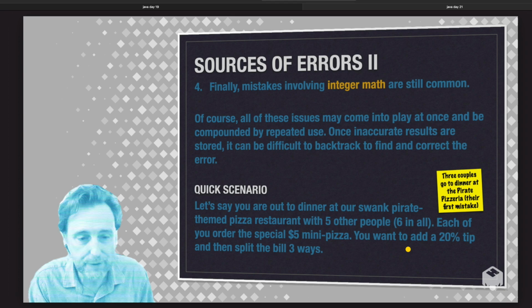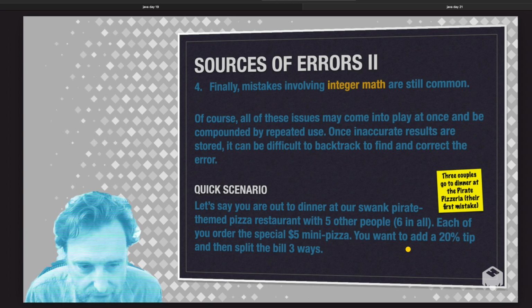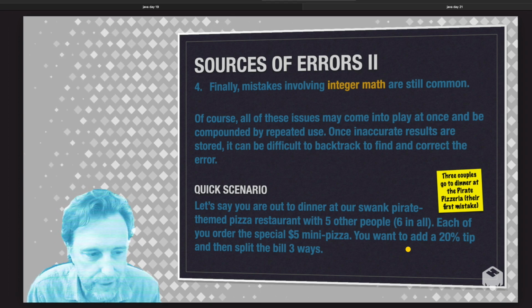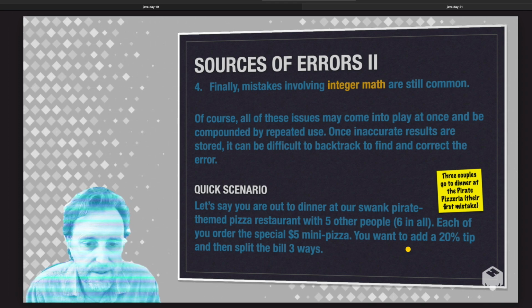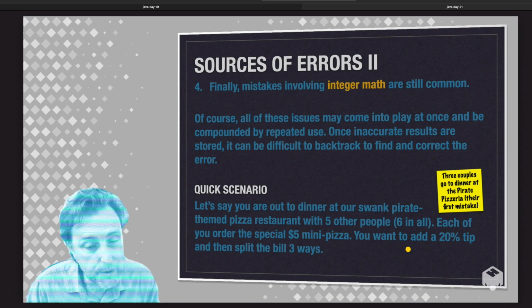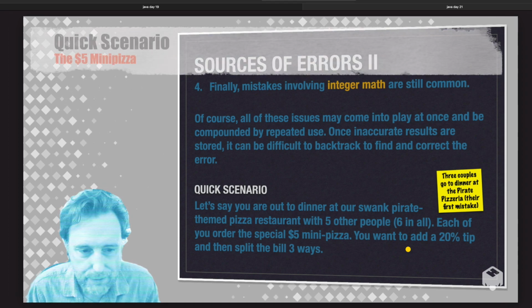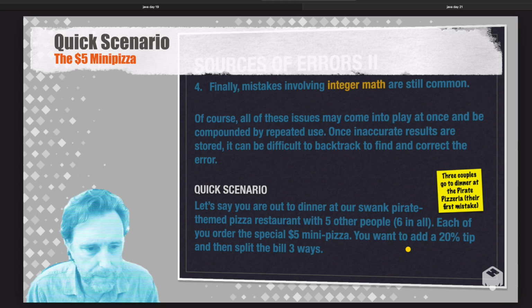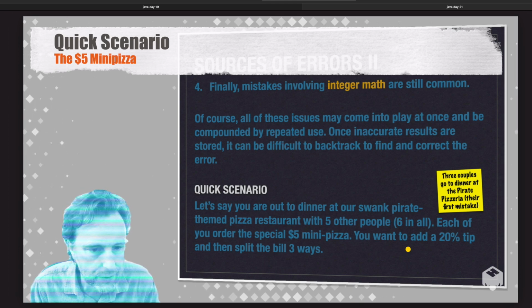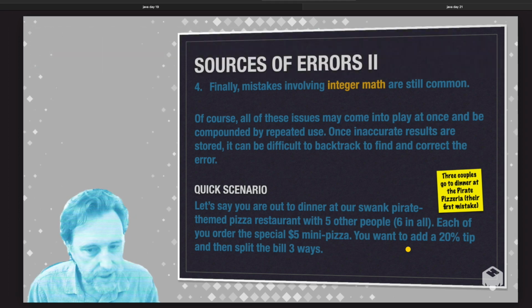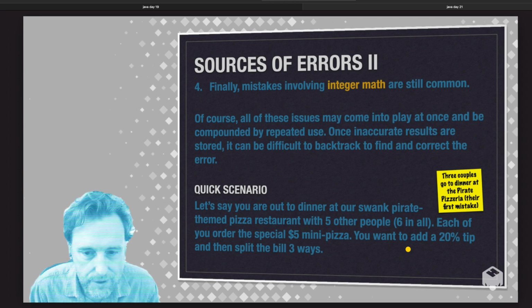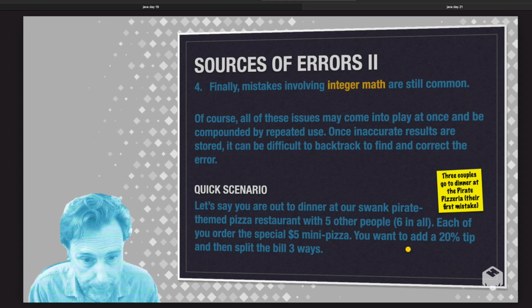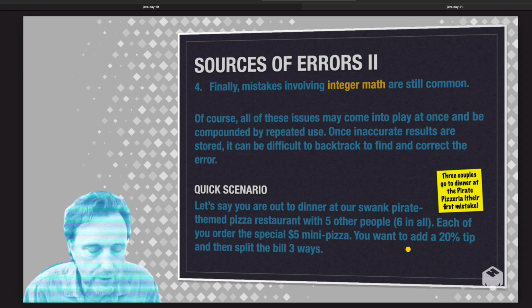This is adapted from an example. I think Sun created it initially, but I found it also on the Oracle website. One of their developers had an example kind of like this, so I adapted it for our pizza restaurant. So let's say we're out to dinner at our awful pirate themed pizza restaurant. There's 6 people in total, so you're with 5 other people. You can think of it as 3 couples or whatever you want, but you order the $5 mini pizza.